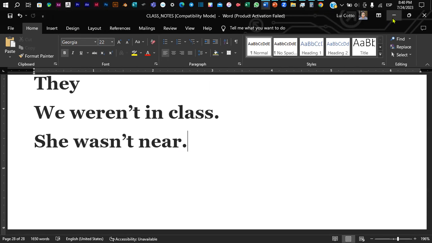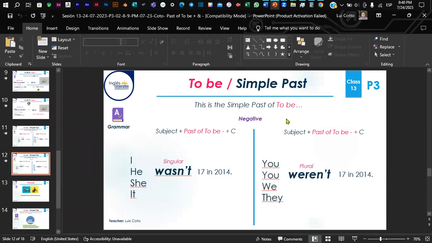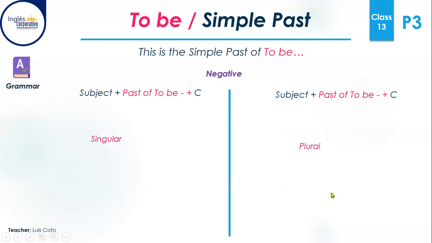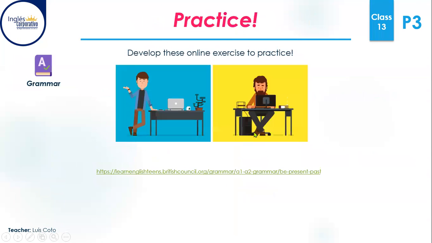Guys, repeat this and I tell you that you will learn it. Repitan esto seguido y les aseguro que se lo van a aprender. Remember the practice. Everything is practice. Todo es practice. Everything in life. This is the negative in the simple past of the verb to be.